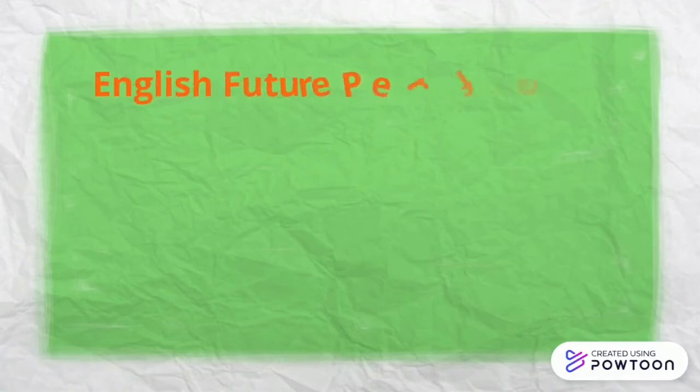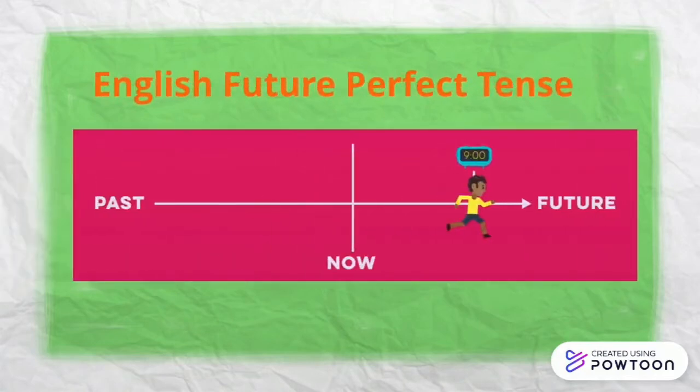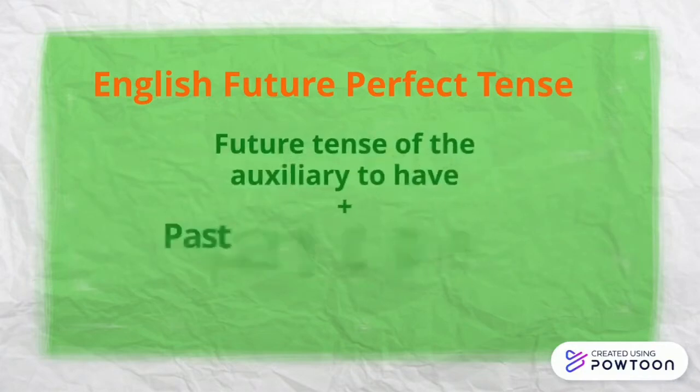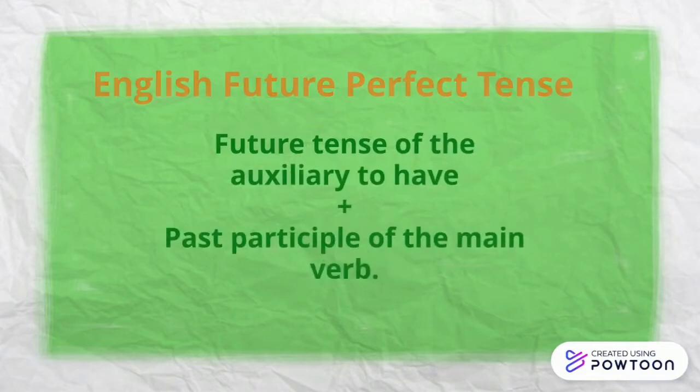English future perfect tense. This tense expresses an action that will be completed at some time in the future. The future perfect tense is formed with the future tense of the auxiliary to have plus the past participle of the main verb.